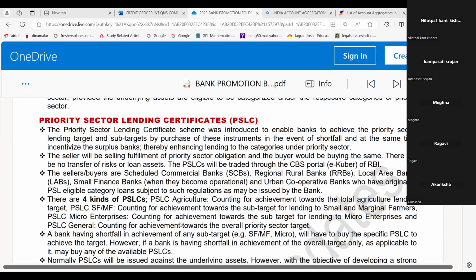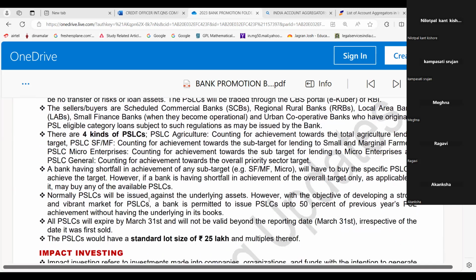The seller will be selling fulfillment of priority sector obligation and the buyer would be buying the same. There will be no transfer of risk or loan assets. The PSLCs will be traded through the CBS portal e-Kuber of RBI. The sellers or buyers are scheduled commercial banks, regional rural banks, local area banks, small finance banks, and urban cooperative banks who have originated PSL eligible category loans, subject to such regulations as may be issued by the bank.